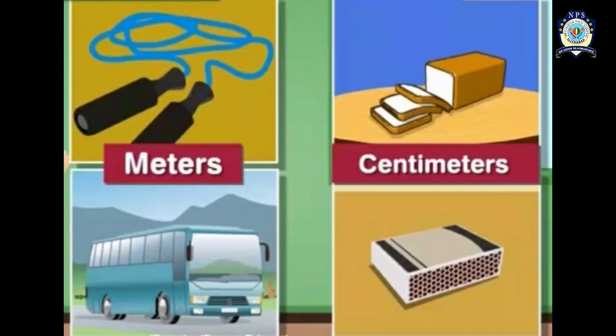So from all the things we came to know about, that if we want to find out the length of small things, then it will always be in centimeters, like you can see the picture of bread loaf and a matchbox. But if you want to find out the length of long things, then it will be found in meters, and those vehicles which cover long distance, that will also be found in kilometers.